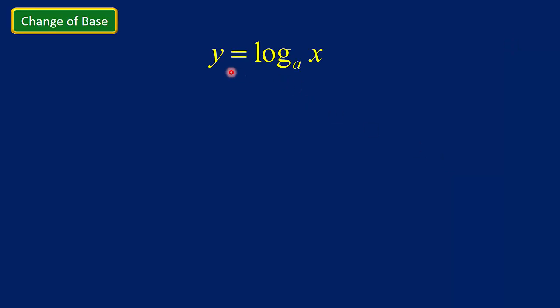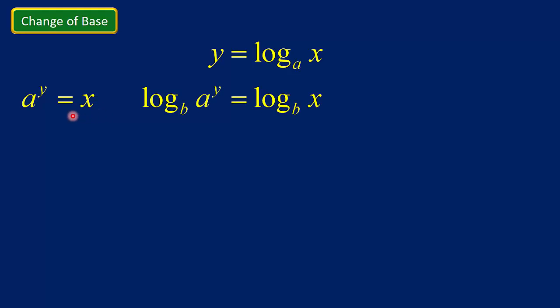Let's look at y equals log base a of x, and let's explore how we might go about changing that to another base. First of all, let's convert it to exponential form. So instead of y equals log base a of x, I'll have a to the y equals x. Now, once I do that, let me apply base b to both sides. So I'm going to take log base b of the left side, log base b of the right side. See that?